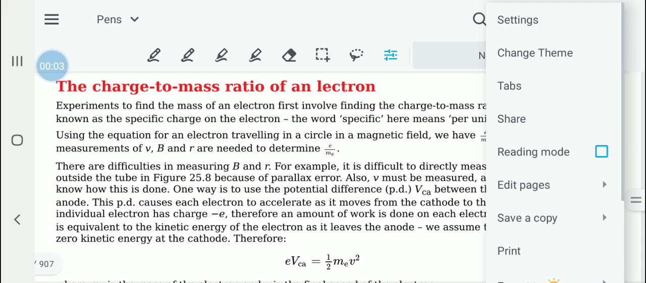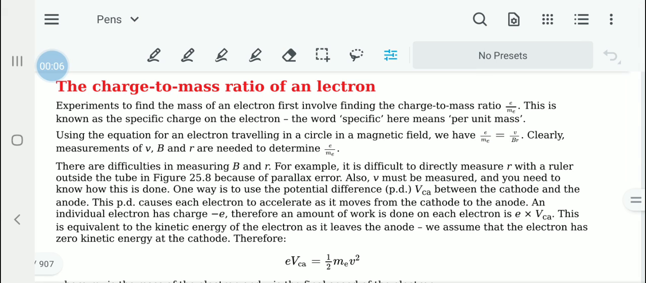Physics chapter 25 theory video 3, the charge to mass ratio of an electron.